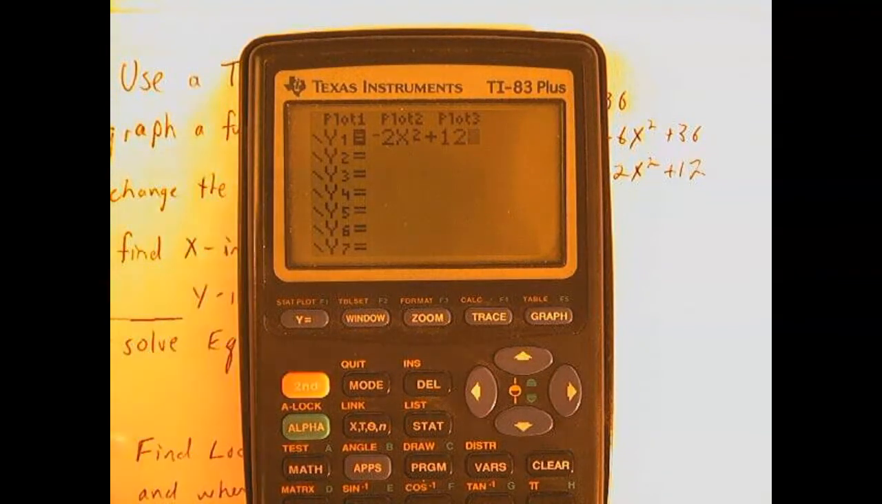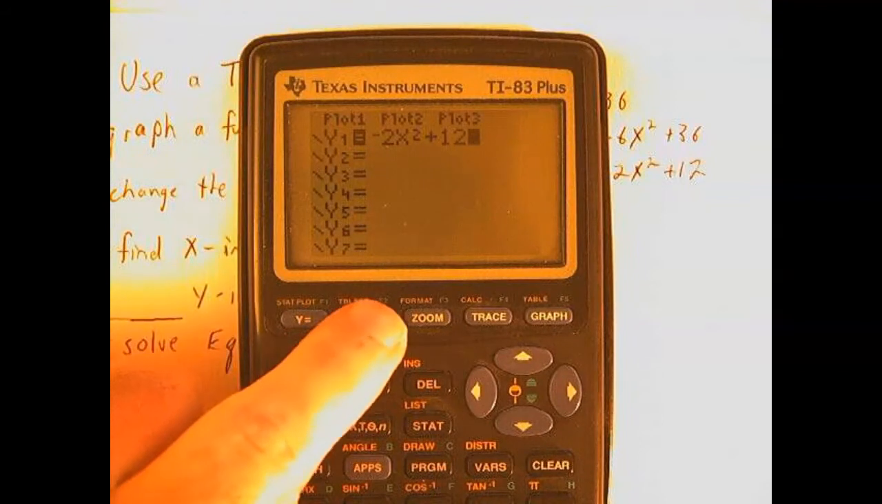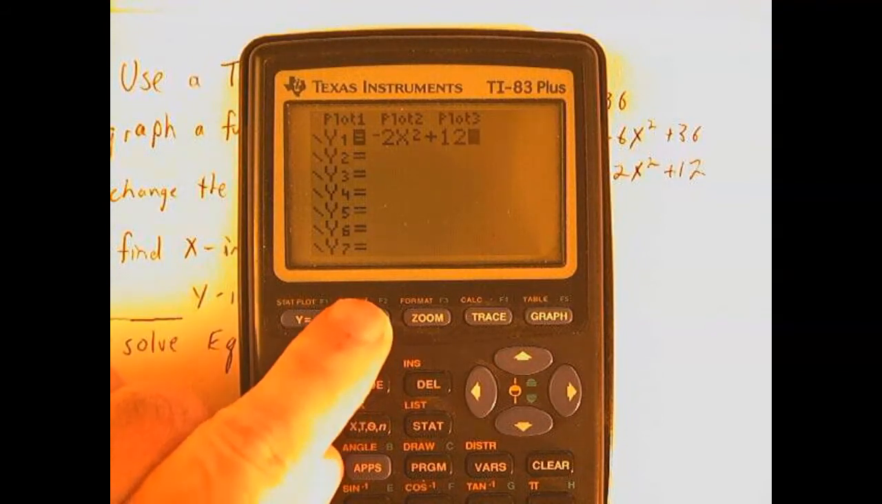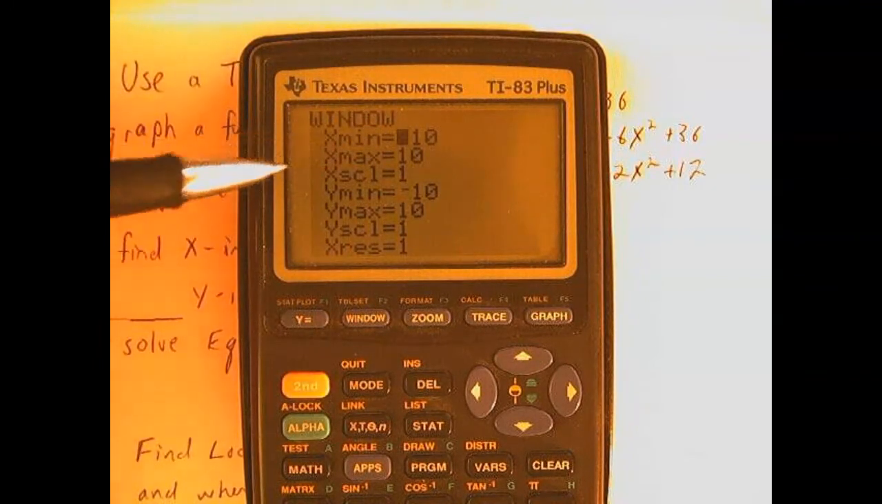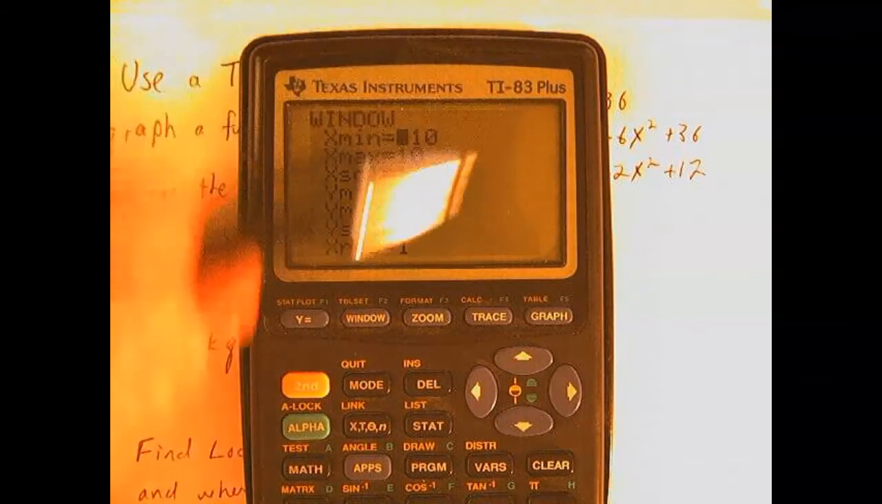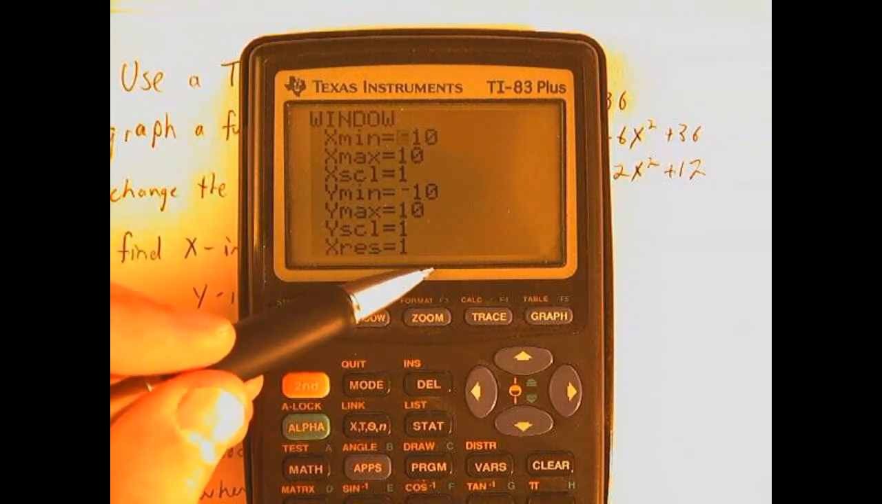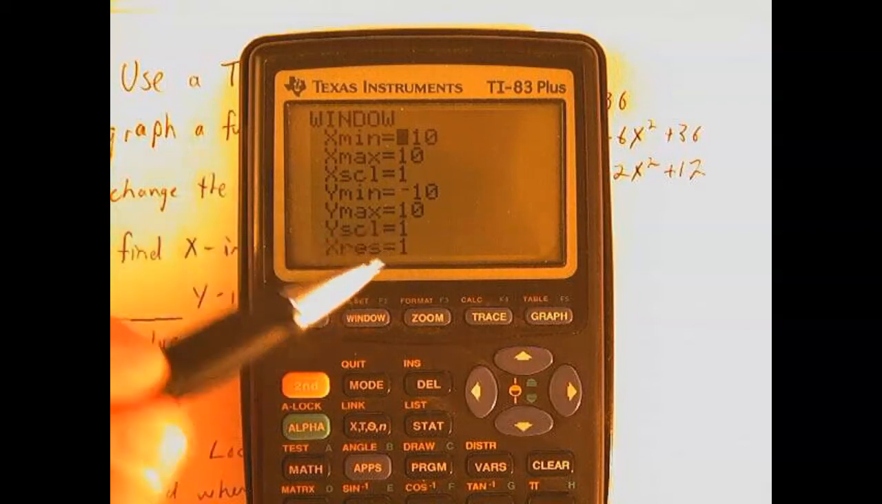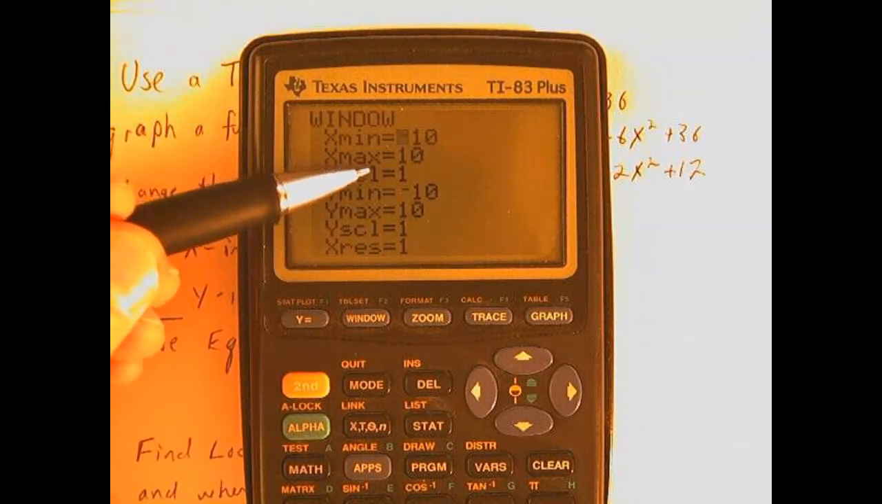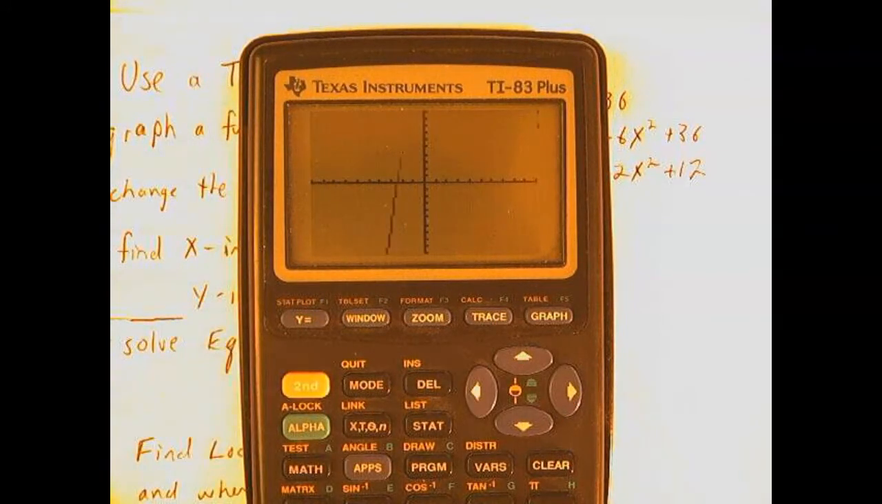Now, if you just hit graph, which is fine, you're going to get what's called the standard window. I'm going to push the window key first so you can see what you're going to get. The x min, over here at the left side of the screen, will be -10. The right side will be +10. The bottom of the y-axis will be -10, and the top will be +10. The y scale and the x scale, that's where the tick marks are, so we're going to see 10 tick marks in each direction. I just push the graph button, and that's what I see.